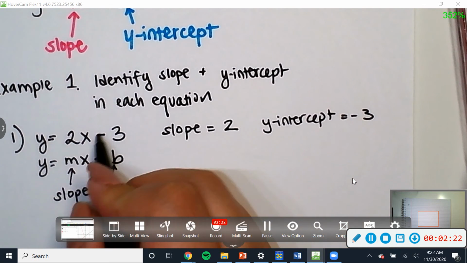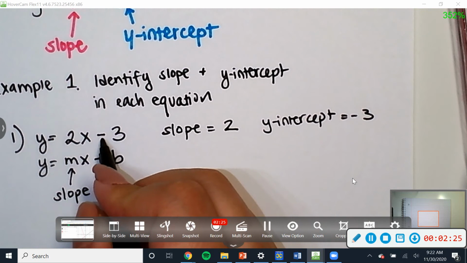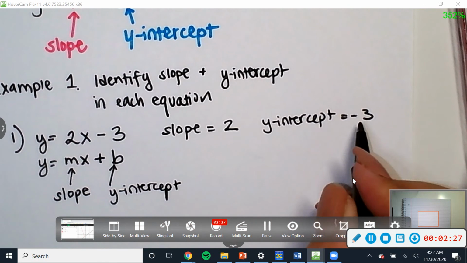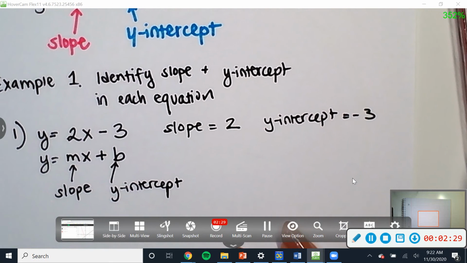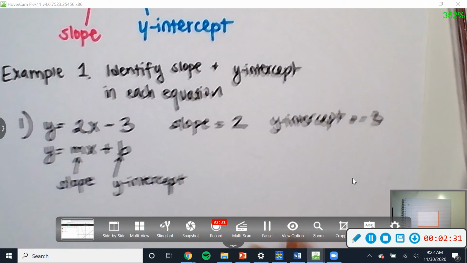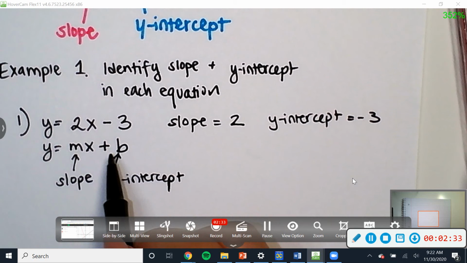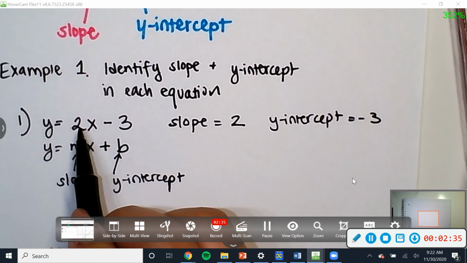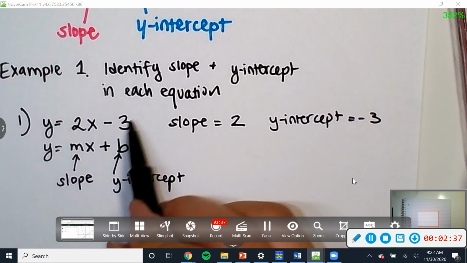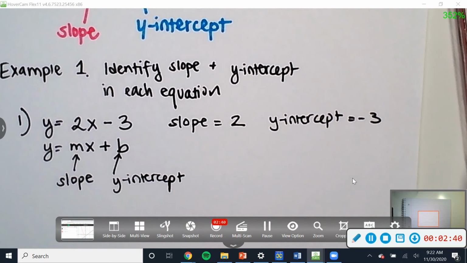So make sure that you always look and check if this is a plus or a minus sign, because this is going to change your y-intercept. So whatever equation you're given, if it is in this form, y equals mx plus b, you just look at the number that comes before the x and whatever number you're adding or subtracting at the end.